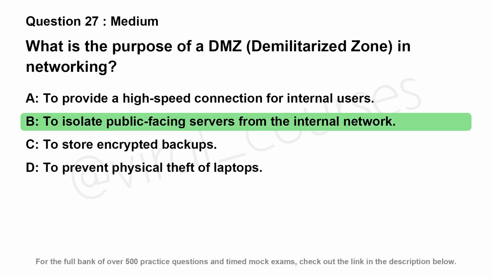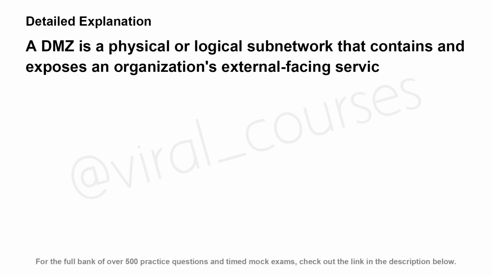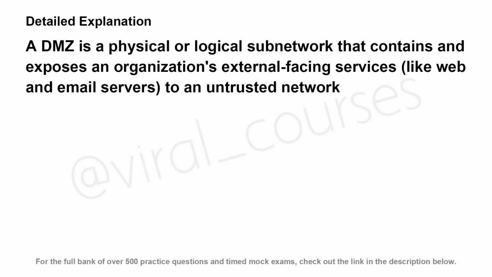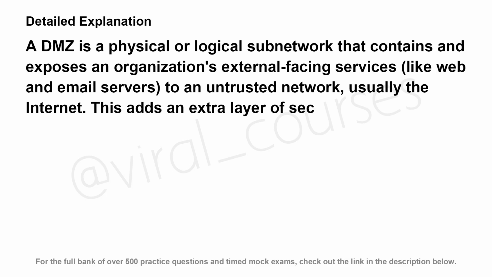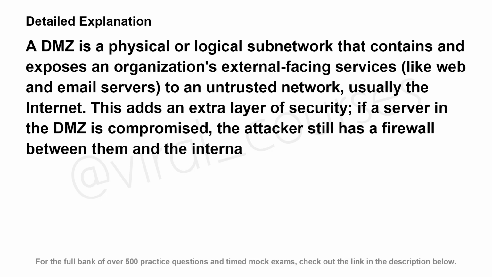The correct answer is B. A DMZ is a physical or logical subnetwork that contains and exposes an organization's external-facing services, like web and email servers, to an untrusted network, usually the Internet. This adds an extra layer of security. If a server in the DMZ is compromised, the attacker still has a firewall between them and the internal corporate network.